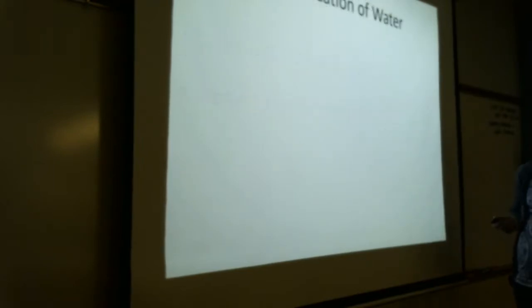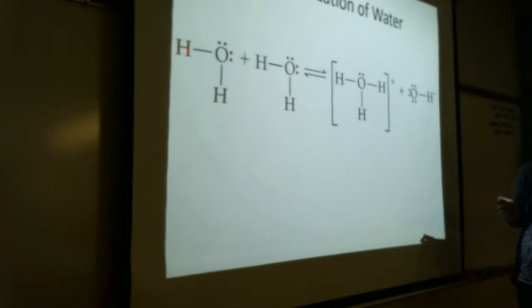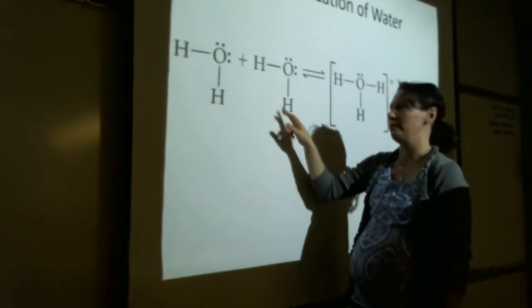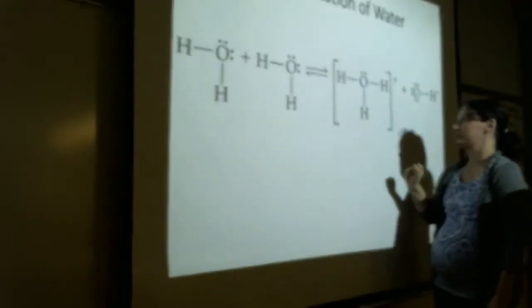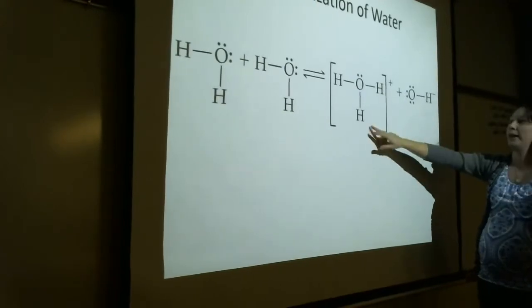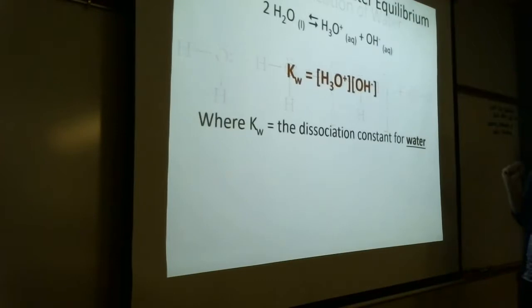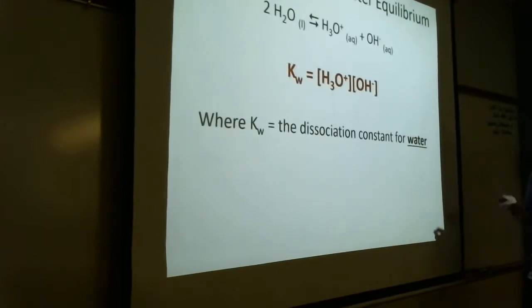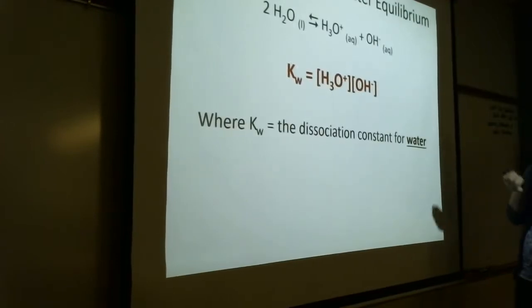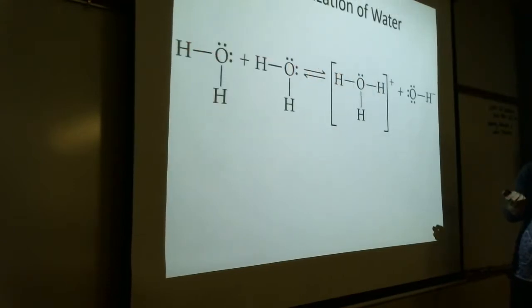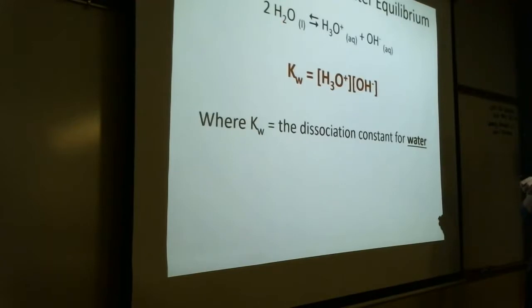And so here's the reaction that produces that, right? This water gives an H+ to this water, right? So this water is acting as the acid, this water is acting as the base, right? Donor, acceptor. So you get OH- and H3O+. This is an equilibrium reaction. So here's the equation, 2H2O, right? Because you have to have two of them, one to donate, one to accept. So 2H2O is in equilibrium with H3O+ plus OH-.